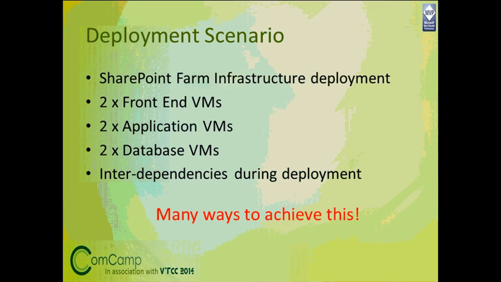So the deployment scenario that I have today is, let's say, a SharePoint farm infrastructure. A SharePoint farm is a multi-tier farm. You have multiple front ends, multiple application servers, and multiple database servers, let's say in a failover cluster or a mirroring kind of configuration. So when you're configuring such a multi-machine, multi-tier infrastructure using PowerShell, or automating such a deployment, you need to consider various factors. For example, how many front-end VMs you need, how many application VMs you need, and how many database virtual machines.